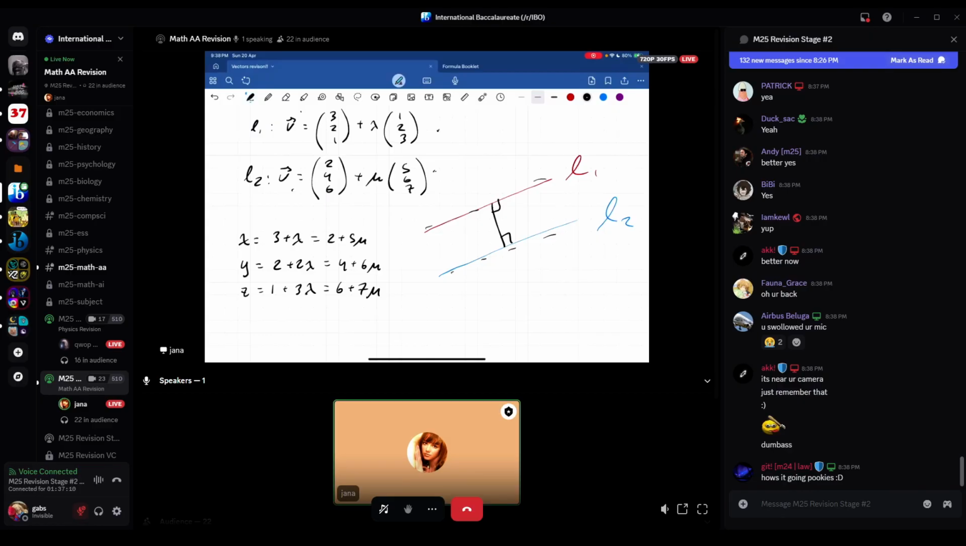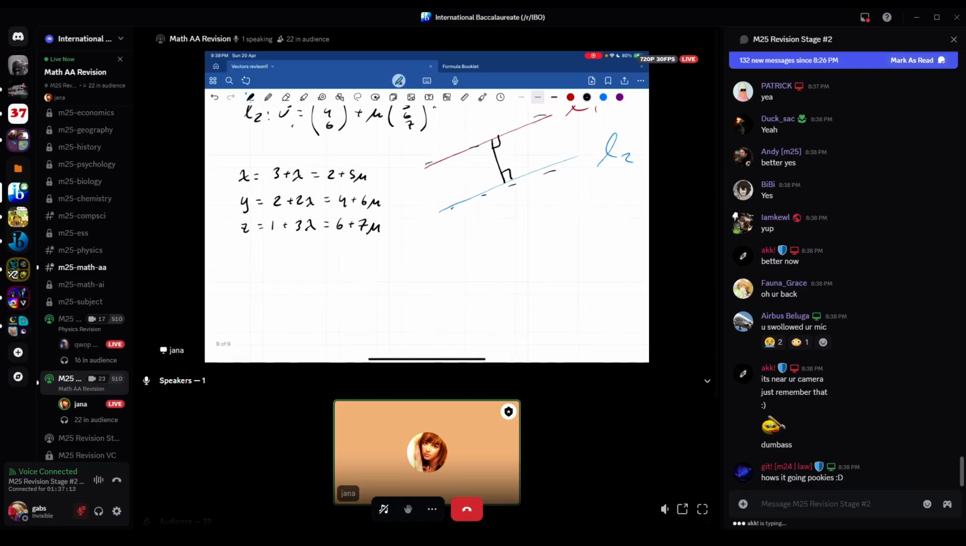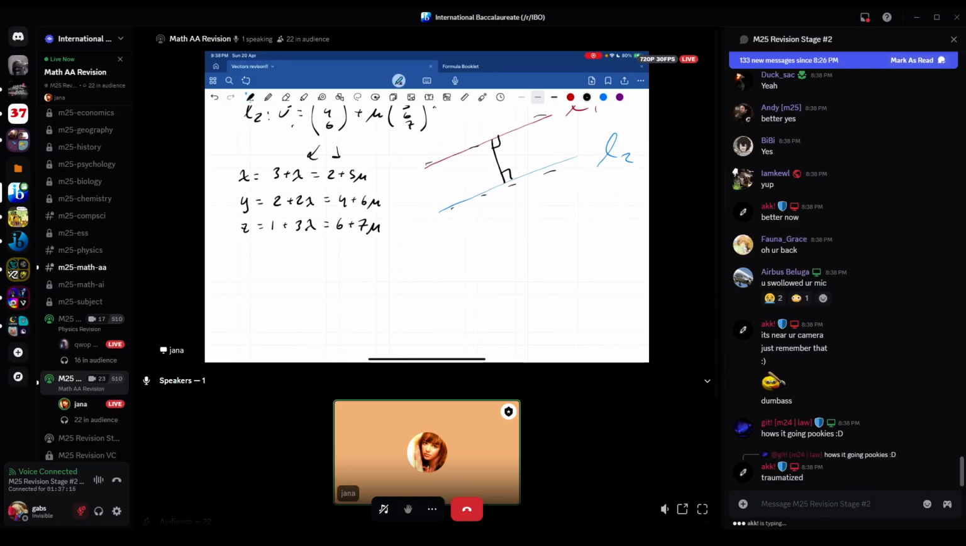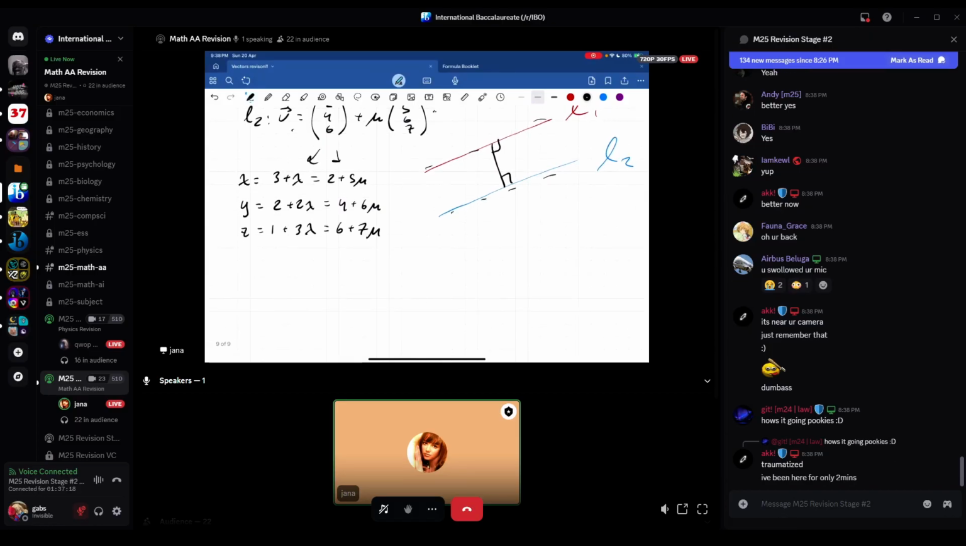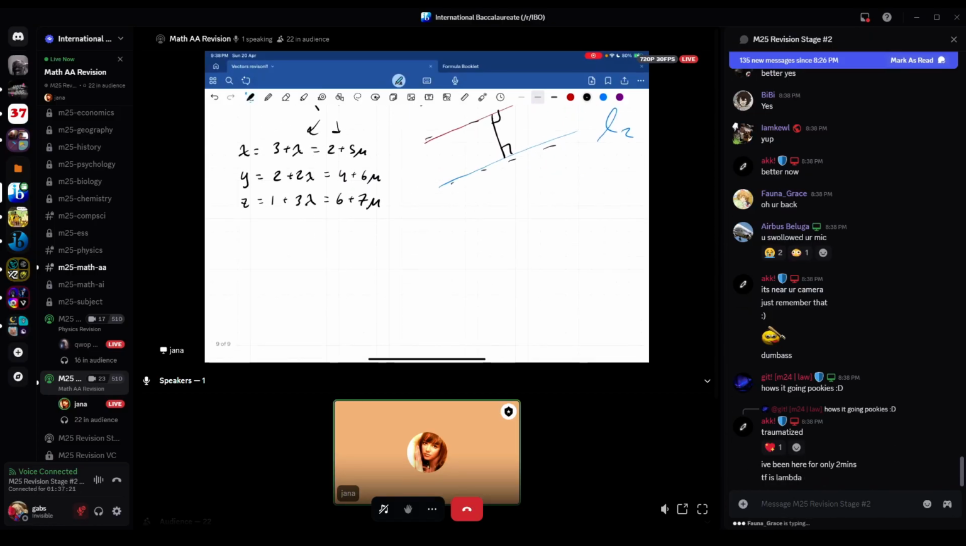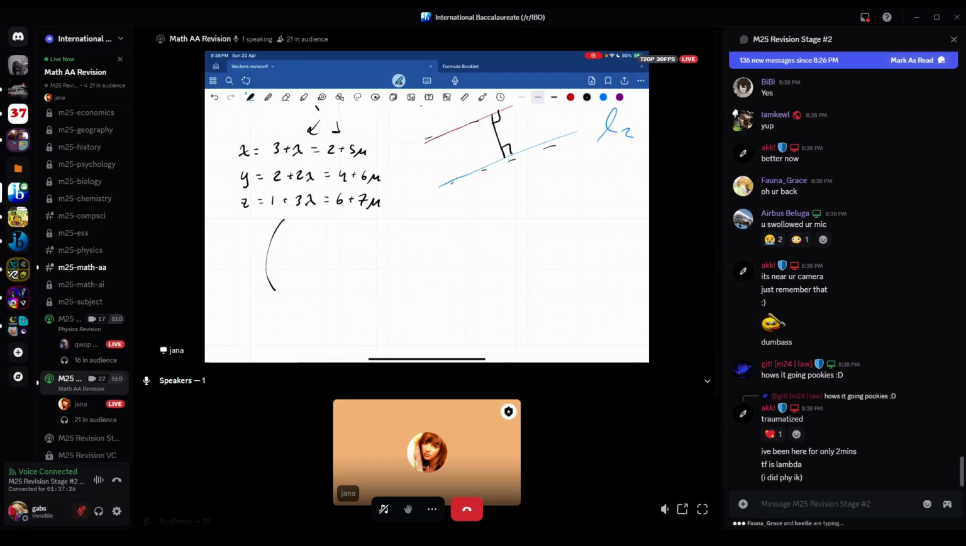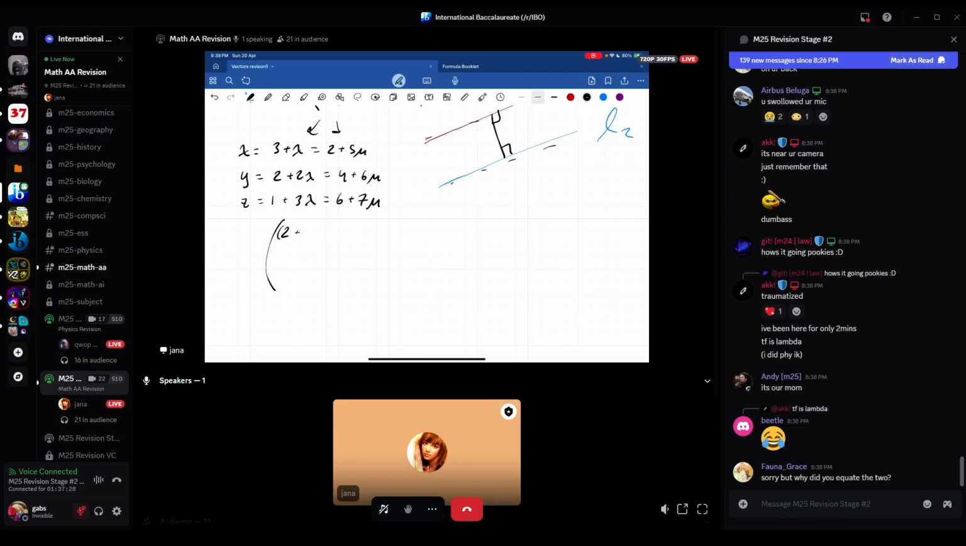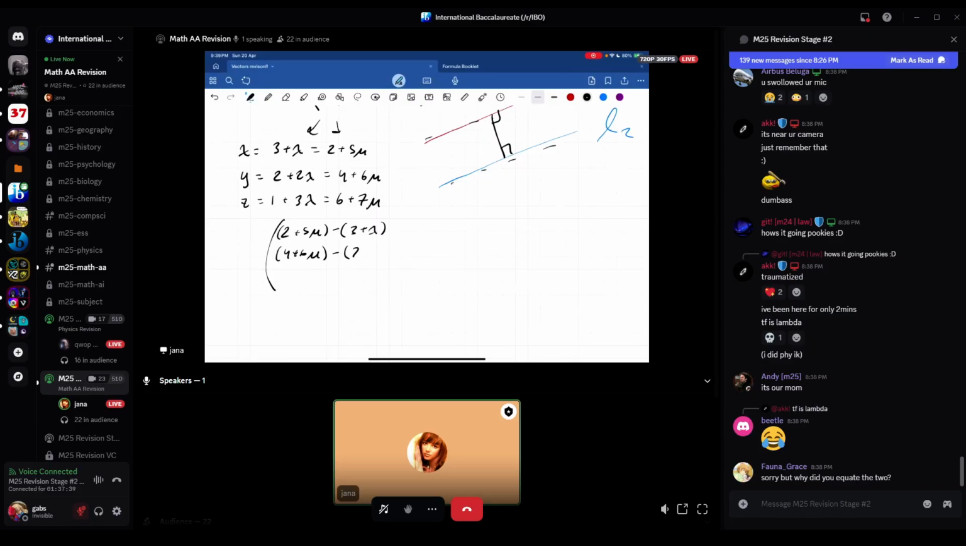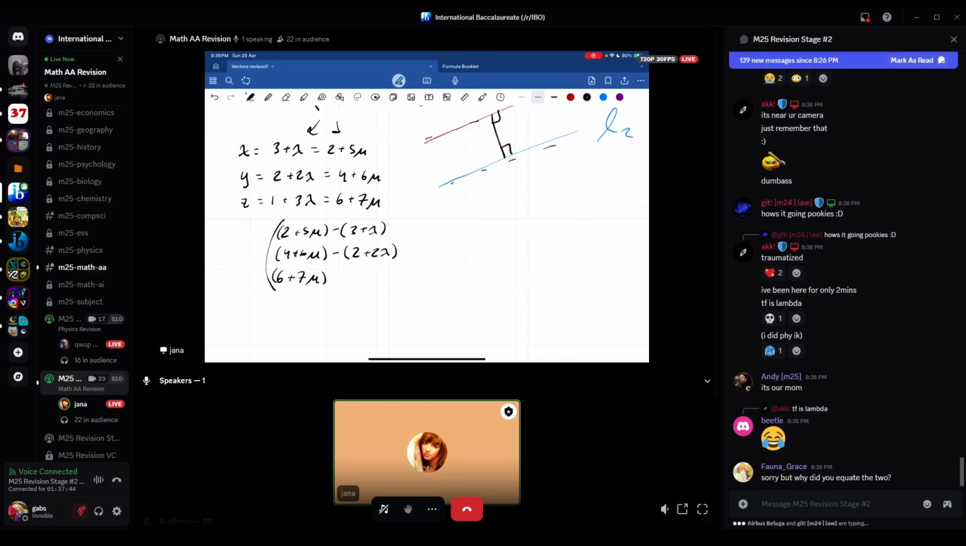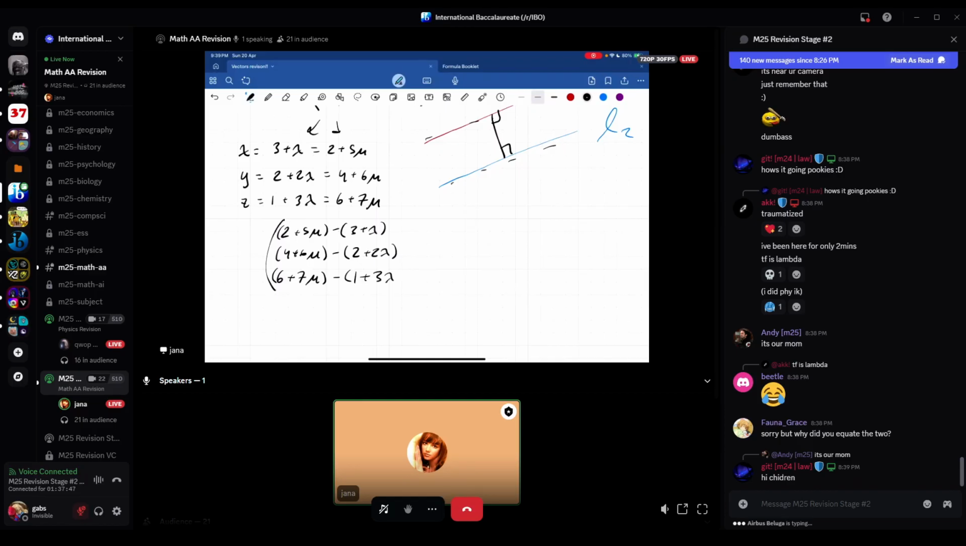Pretty good that you were asking. And now what we can do with these two is find the vector from any point on this line to any point on this line. So it's going to be 2 plus 5 mu minus 3 plus lambda, and then 4 plus 6 mu minus 2 plus 2 lambda, and 6 plus 7 mu minus 1 plus 3 lambda.